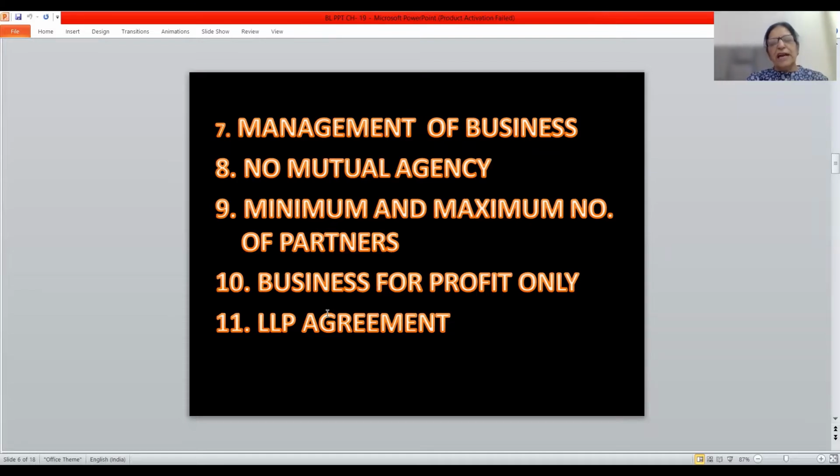Next point is the LLP agreement. An LLP agreement is not mandatory for the partners. If the partners want to draft an LLP agreement, then they need to draft it. Otherwise, if they decide not to have an LLP agreement, then the mutual rights and obligations contained under Schedule 1 to the LLP Act shall apply.